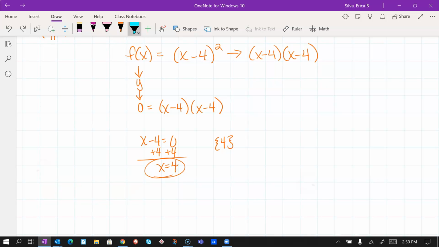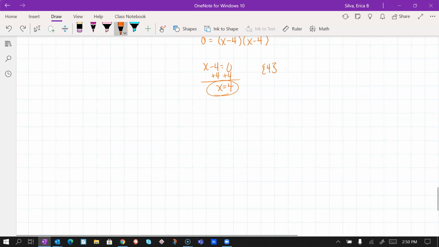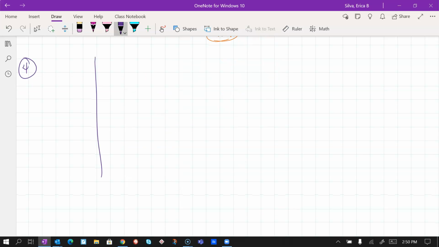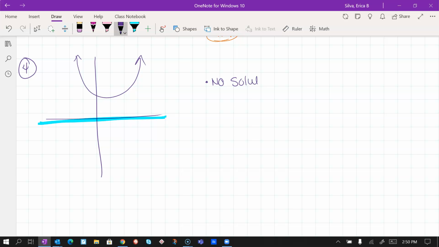All right, so now we got our last example, when we have no solution. Remember, we only concentrate on the x-axis, and since this graph is not intersecting it, then it has no solution because there is no x-intercept.